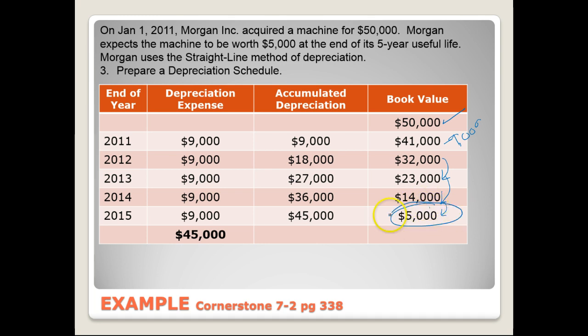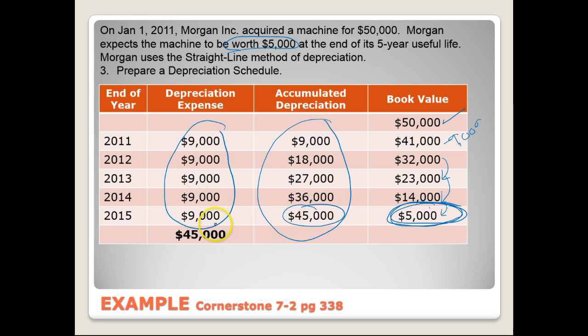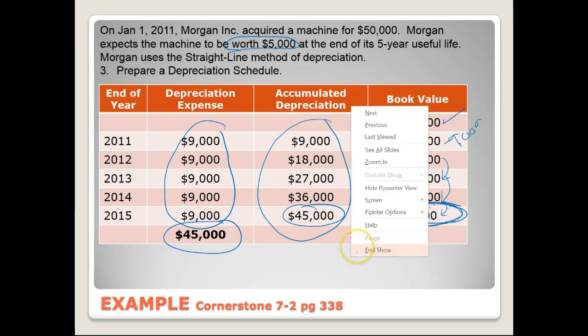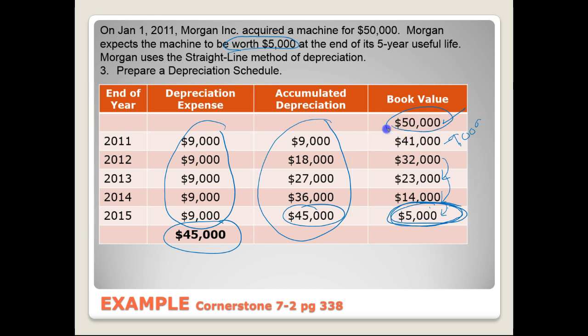What is the total book value of this asset at the end of 5 years? Right, $5,000. What was the residual value? $5,000. So that's good. We should have, at the end of the asset's life, the remaining book value equal the residual value. The total accumulated depreciation should be the sum of all the years of depreciation expense. So notice, the total accumulated depreciation at the end of 2015 equals the sum of all the years of depreciation expense. If we take the original book value minus the total depreciation expense, which would also be the same as the final year's worth of accumulated depreciation, we should get the residual value, or the remaining book value.